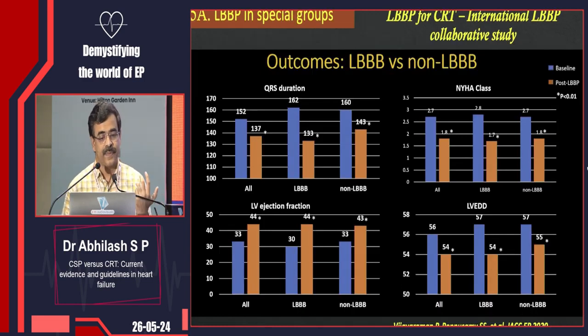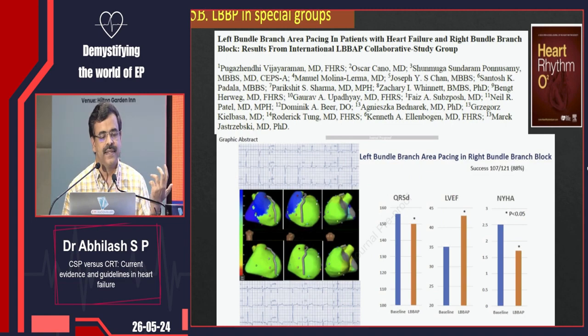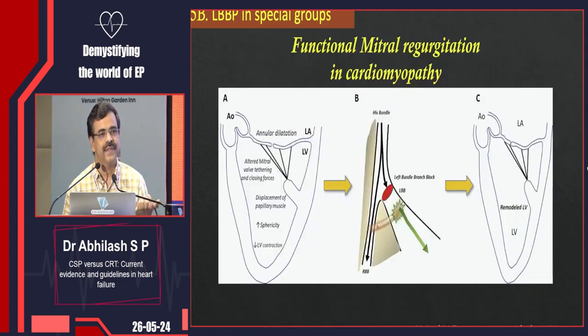Then there are special groups where CRT is not routinely recommended, non-LBBB groups. We have data from Shanmuga. Then other special groups like right bundle branch block. Then we have data coming up. These are, of course, not large numbers, but it's an exciting field and exciting things to see. It's much easier to do a left bundle pacing than a CRT. Of course, we know the technicalities.